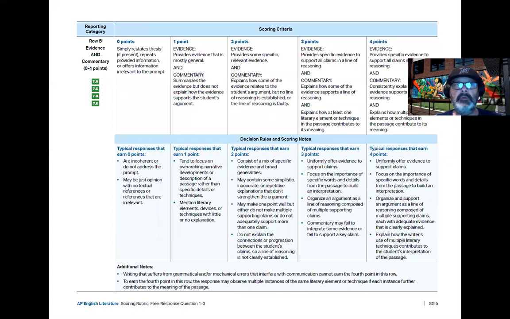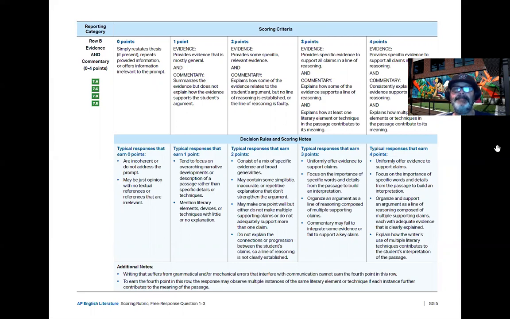Now we go to row B, which is the evidence and the commentary. And I'll start from 0, which is simply restating the thesis. You know, 0 is going to have like one paragraph in this essay. It offers irrelevant information to the prompt. 1 point provides evidence that is mostly general. That's kind of all summary and not much commentary. And it's rare that I see 1s.